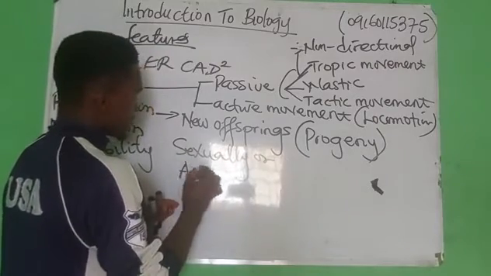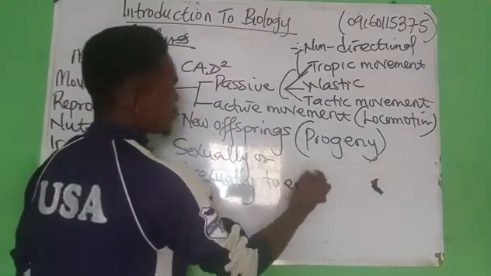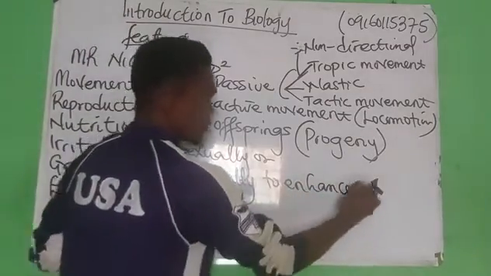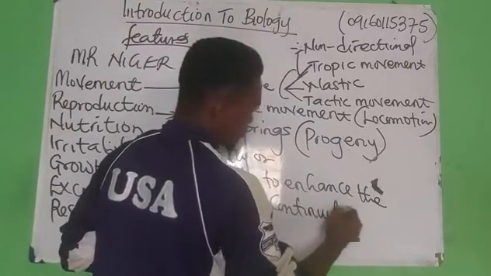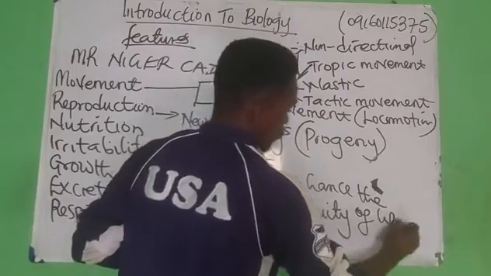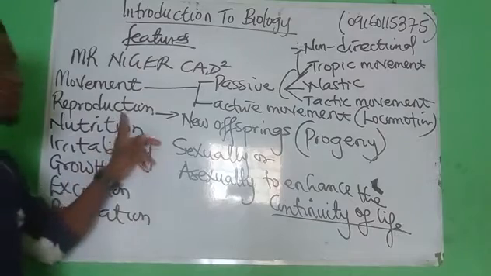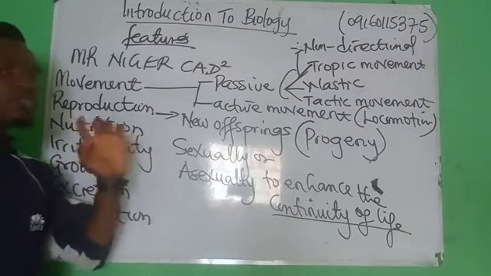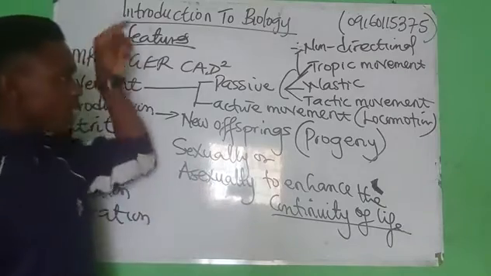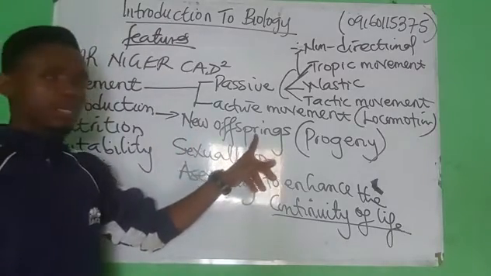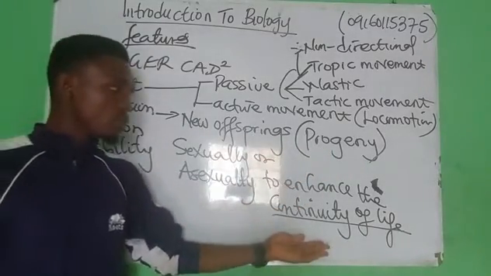or asexually to enhance the continuity of life. This word must be included. Reproduction can be defined as a process whereby mature living organisms sexually or asexually give rise to new offsprings, otherwise called progeny, to what? To enhance the continuity of what?